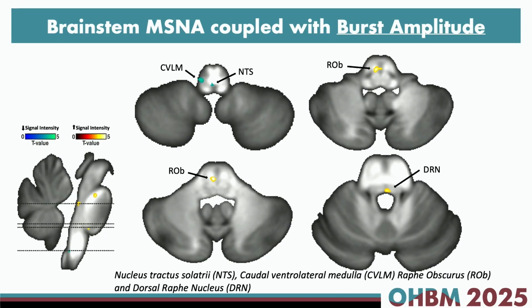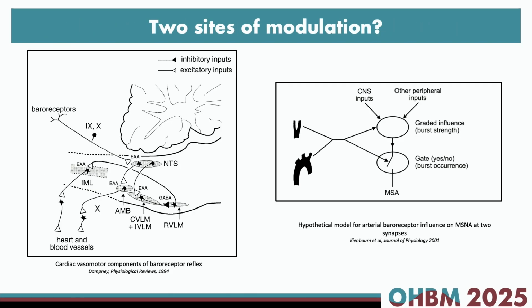But this was really exciting. What we actually managed to do was tease the data set from the 3T study apart. And it raises the question: are there actually two sites of modulation in the brainstem for the baroreceptor reflex? Kainbaum hypothesised in 2001, a long time ago, that there was potentially a region in the brainstem responsible for how strong the burst is, and another region responsible for whether the burst occurs or not, kind of opening the gate for that regulation of blood pressure.